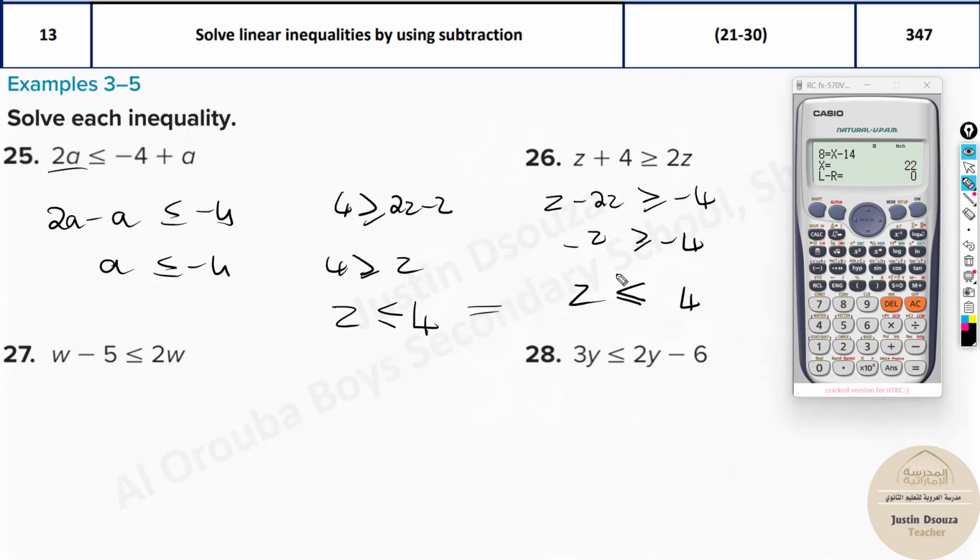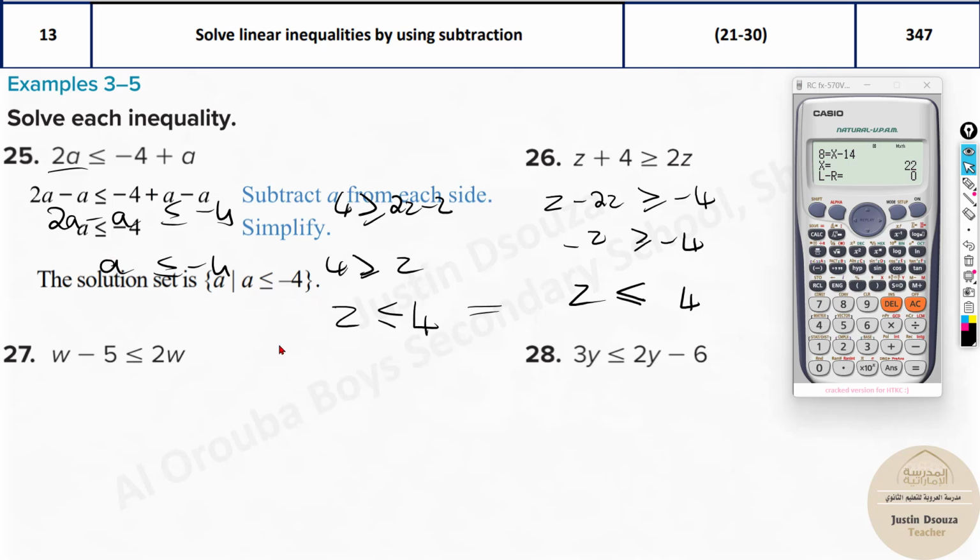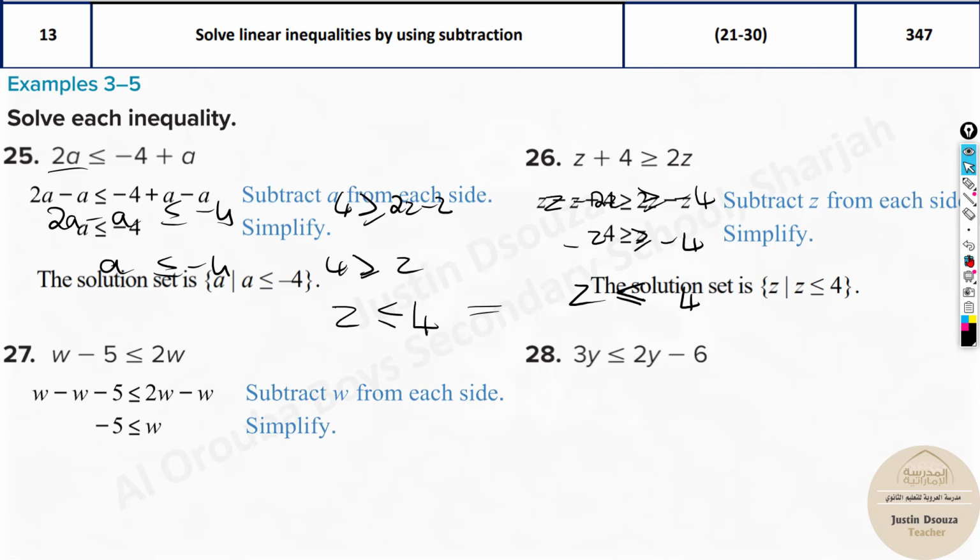But many a times what happens is students do forget, they write it z greater than or equal to 4, which is wrong. See, you should flip the signs, okay? So that is one important thing which you must remember. When you flip the sign, you should even flip the symbol. That's what I mean. So this is how you solve it. You can see the answers. The first one is a is less than or equal to -4. Here it's z that is less than or equal to 4.